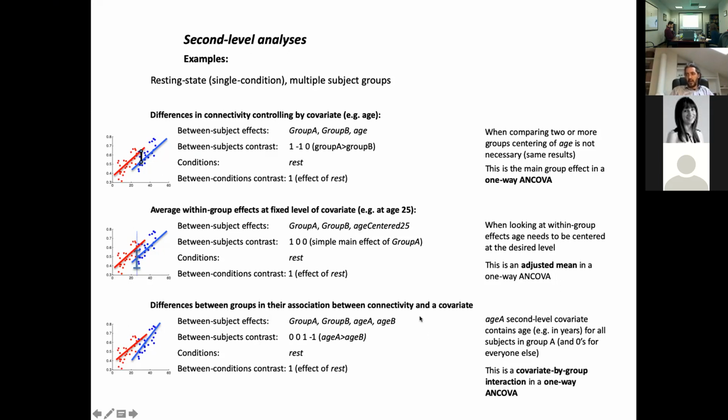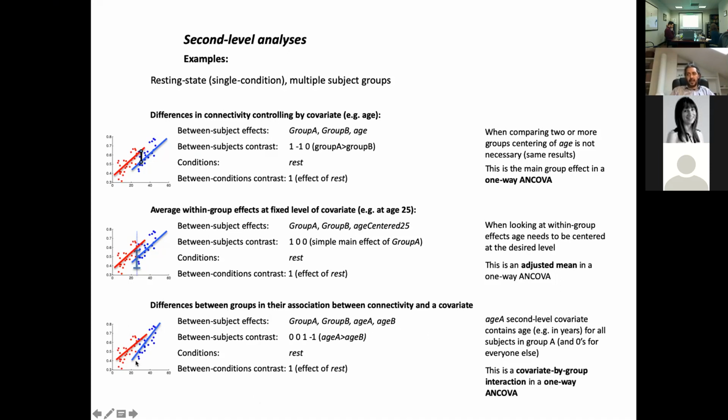Basically, you would enter this type of model where you enter two regressors per group. This is the intercept for group A, and this is age only for group A, and zeros for everybody else. And then this is a dummy coded covariate for group B. It's just ones for the group B subjects and zeros for everybody else. And then this is an age covariate, but only for group B. Basically, the age values for group B and 0 for the group A subjects.